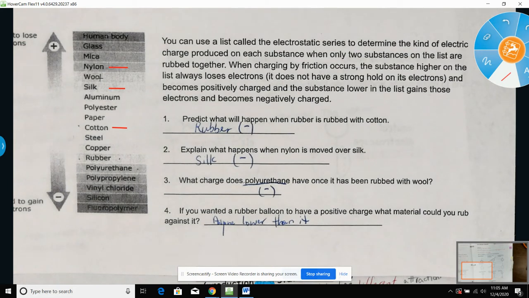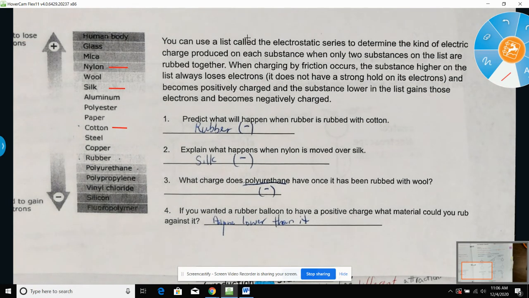So nylon and silk. Silk is a little bit below it on the list. So out of every 10 electrons, it may take 1 or 2 away. Cotton is further down on the list, with a stronger pull for the electrons, taking maybe 4 or 5 out of 10. Because of that, there would be a greater imbalance, therefore a greater difference in charge.